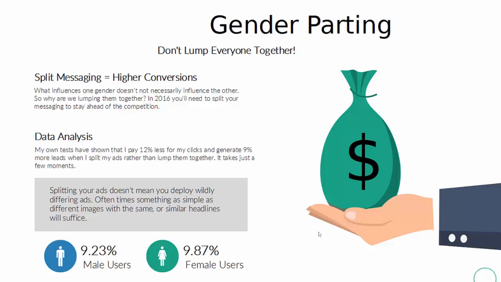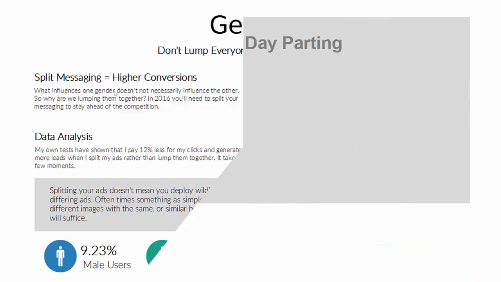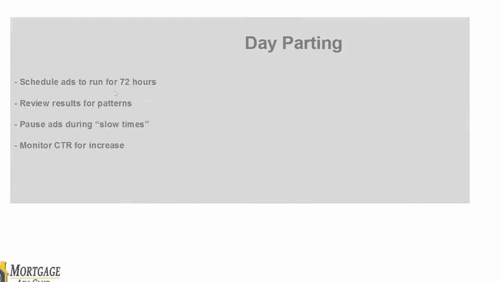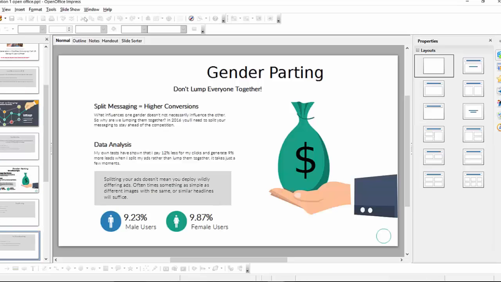All right, so splitting our ads doesn't mean we deploy wildly differing ads. It often means something as simple as just swapping out an image for one group over the other. Right? If I'm targeting mostly women, then maybe my images should have women in it. If I'm targeting men, then maybe my ads should have men in it because they need to self-identify. Okay? Now that's just one approach. There's lots of other approaches, but I'm just giving that as an example. All right, so let's keep going.